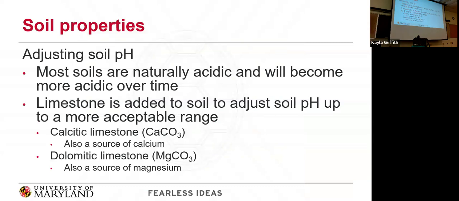So we have limestone that is calcitic, a source of calcium, or dolomitic, a source of magnesium. And when guys ask me, what should I put down? We look again to see how much calcium and how much magnesium is already available in the soil. So if you need more calcium, I'm going to say you should probably put down calcitic limestone versus dolomitic limestone.